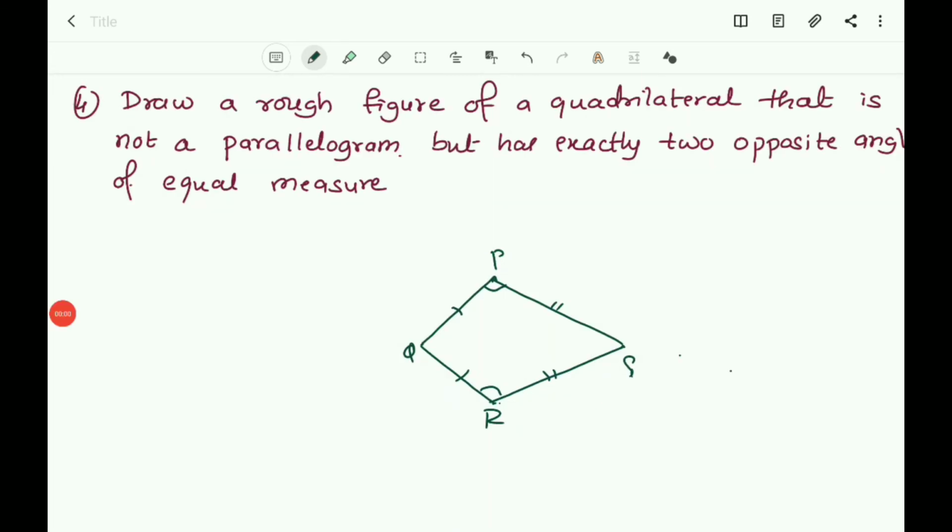Fourth question: Draw a rough figure of a quadrilateral that is not a parallelogram but has exactly two opposite angles of equal measure. So here the figure is drawn in such a way that it is not a parallelogram, and the opposite angles P and R are equal. Angle P is equal to angle R. And it is a kite.